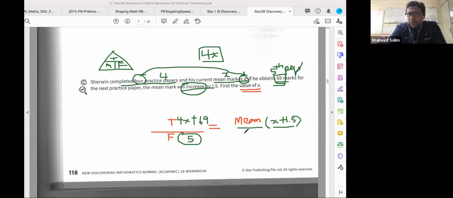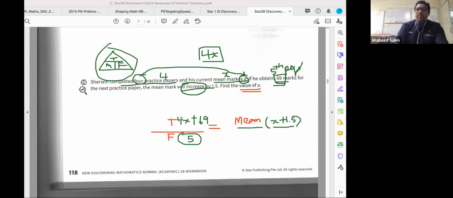Now you already got the equation. Can you see that? 4x plus 69 over 5 equals to this. Are we okay? Now you need to find the value of x. The challenge is 2 things. Number 1 is how to come up with this equation. It's very simple. We are doing mean, we are doing statistics, so use this formula. If we are using speed, use the speed formula. If ratio, use the ratio formula. Put in all the values, and then bring the x to one side, and you're able to solve it.